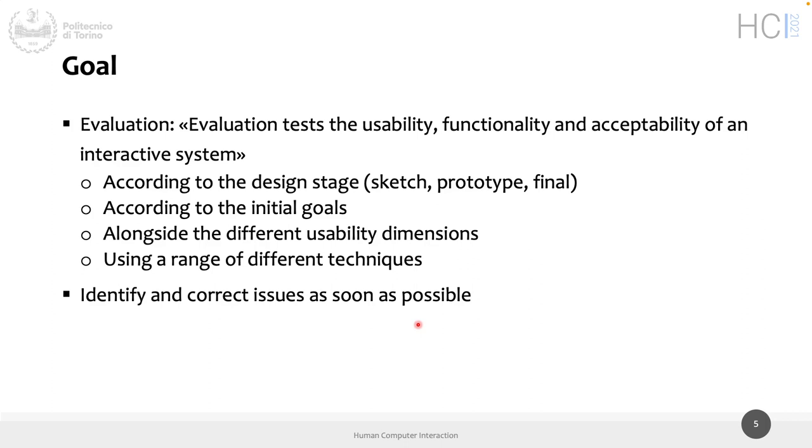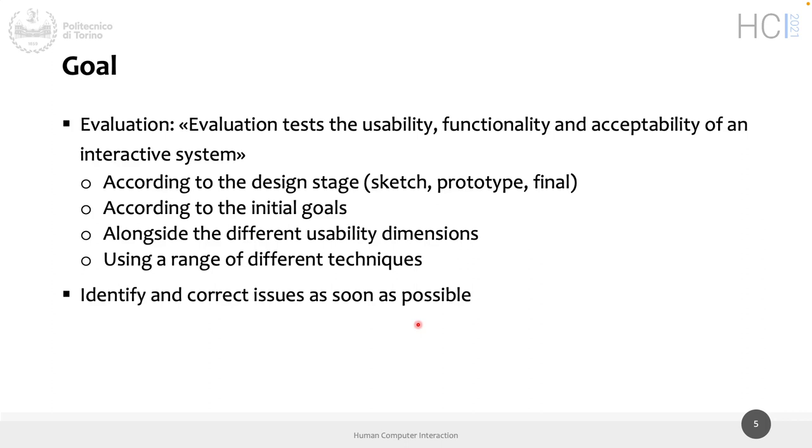And clearly, alongside different usability dimensions, you have seen a lot of usability dimensions during the course. So some ways are more related to one dimension, others to other dimensions. And I would say before all of these, it is according to a range of different techniques that, again, heuristic evaluation is one of. Usability testing is another one. And a controlled experiment is another one.